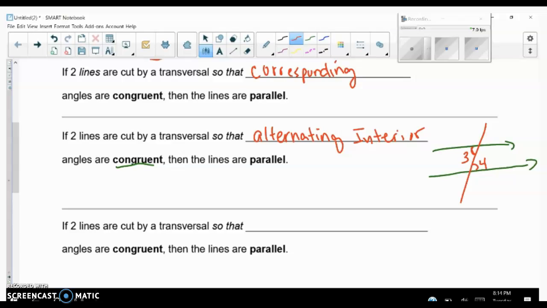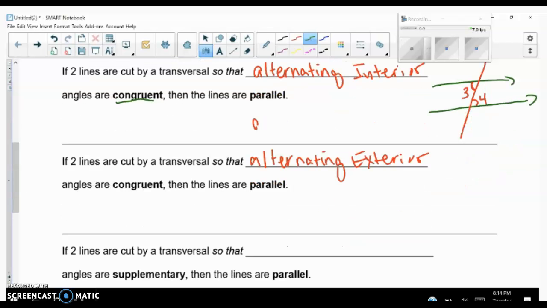And let's go down to this one here just a little bit further down. If two lines are cut by a transversal so that alternate exterior angles are congruent, then those lines are parallel. So this should make perfect sense. We're just basically taking exactly what we learned in the first video and we're doing it slightly backwards. And then next you can probably guess what the last one will be.